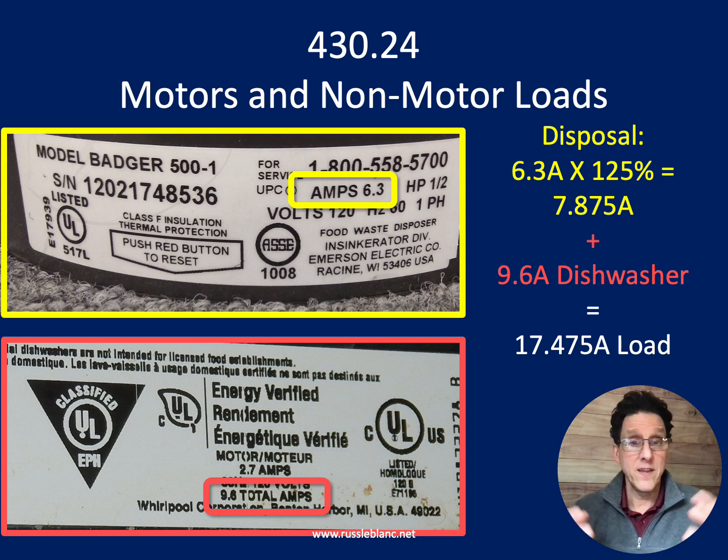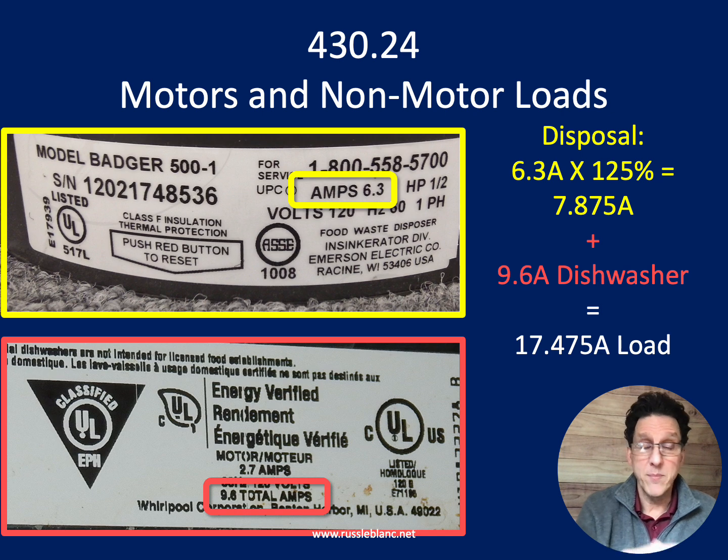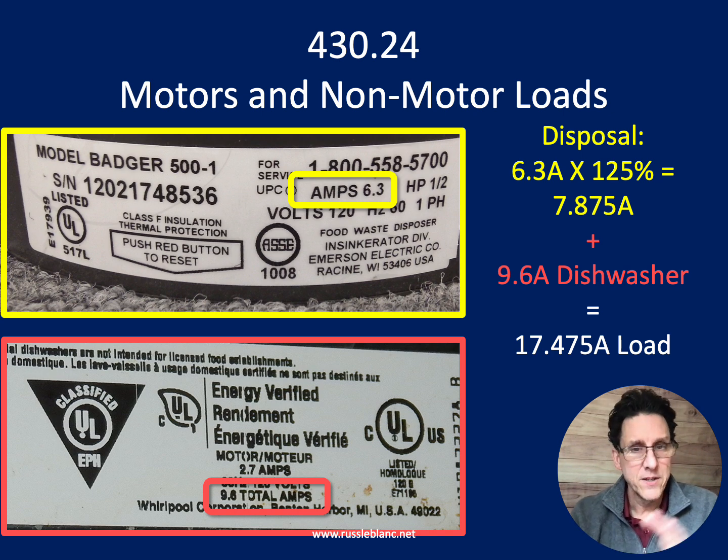So the calculated load for these two items on this branch circuit is 17.475 amps. And then we can take that information and go to Article 210 and apply a whole bunch of requirements there as far as sizing conductors and overcurrent protection and how much load is permitted per outlet, et cetera, right? This is just a calculated load from Article 220. And obviously we can tie in all kinds of other code rules with this load calculation.